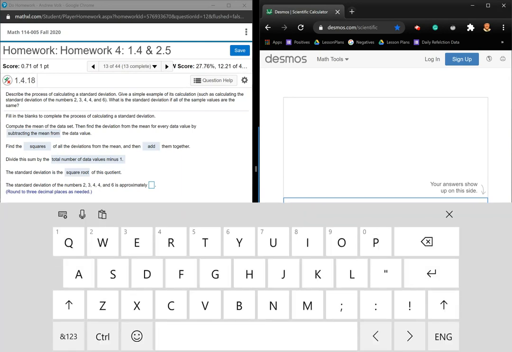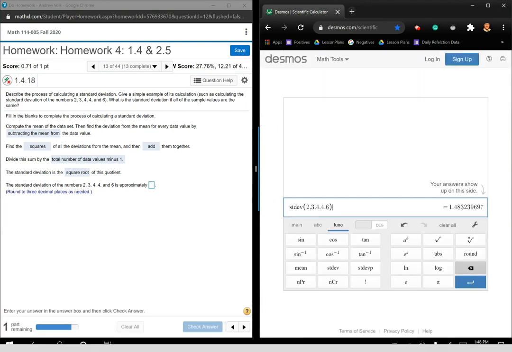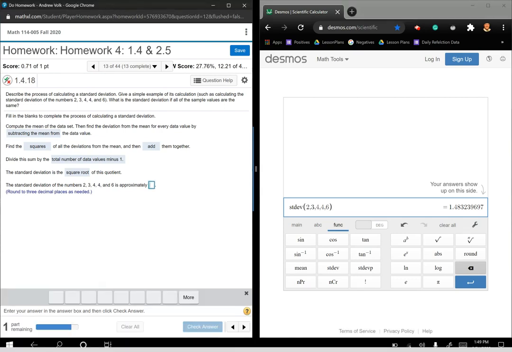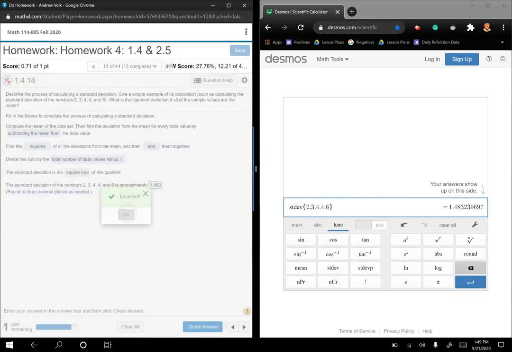And if we go to Desmos, Desmos is the calculator I'm using right here, and we'll see on Desmos that if we click on function, func for function, we'll see stdev as a function. When we click on that, we can literally just type in all the numbers they gave us, the 2, 3, 4, 4, and 6, with commas in between, and guess what? It'll tell us the standard deviation. So right now, all I had to do was type that in. And so I'm going to jump over here, and it says round to 3 decimal places, so I'm going to say 1.483. Excellent.